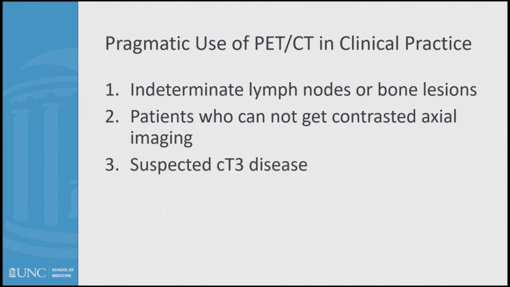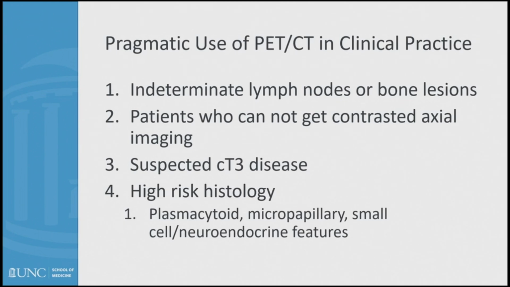Suspected clinical T3 disease, hydronephrosis, and perhaps an indeterminate lymph node may be a reasonable space to get an FDG PET. And then high-risk histology, any other variant histology, plasmacytoid, micropapillary, small cell, and neuroendocrine features are probably reasonable to get a PET imaging in the setting of bladder cancer.